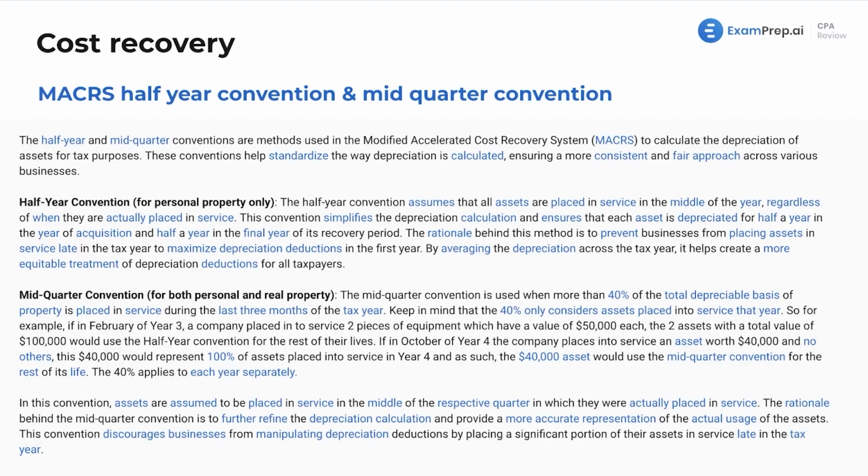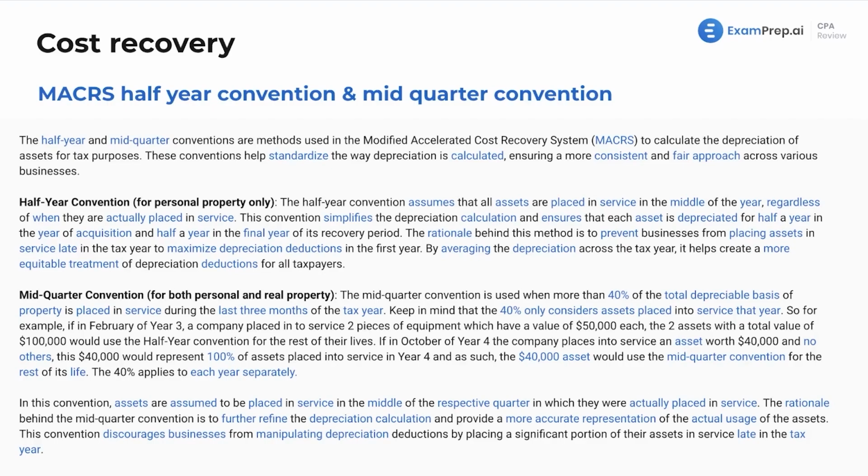Now, the half-year and mid-quarter conventions are methods used by the MACRS system to calculate the depreciation of assets for tax purposes. These conventions help standardize the way depreciation is calculated, ensuring a more consistent and fair approach across all of our businesses here. And the gist of this, what's the point? Like, why are we making this more complicated, Nick? And to which I say, well, go ask the IRS. This is really just more so, okay, everything would be fair and simple if you just placed it into service on January 1st and had a nice clean year.